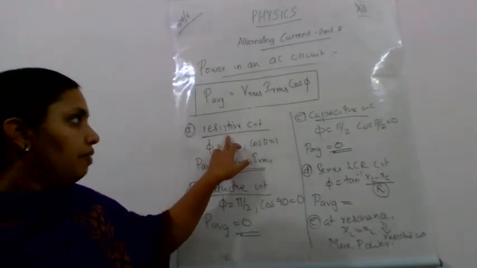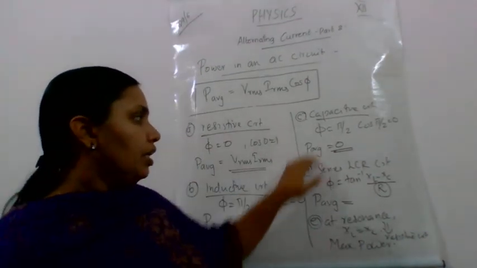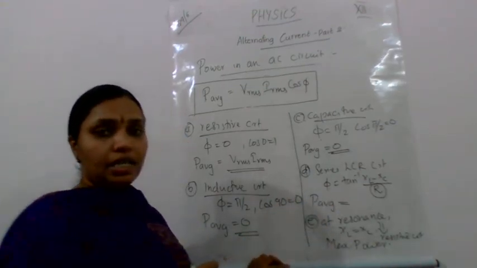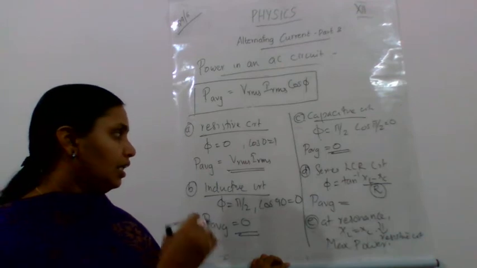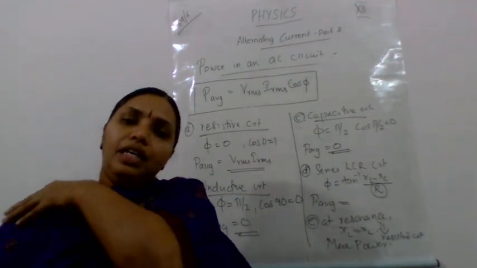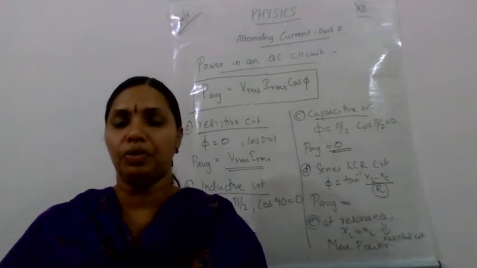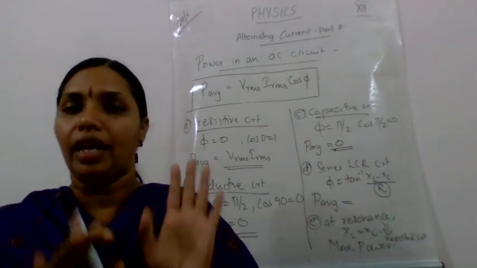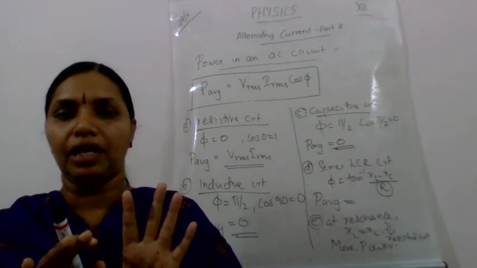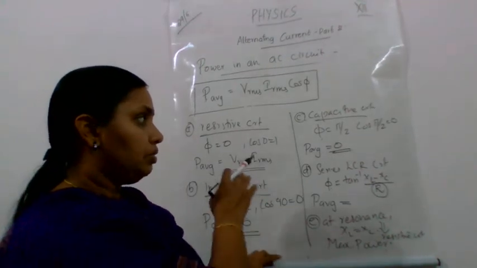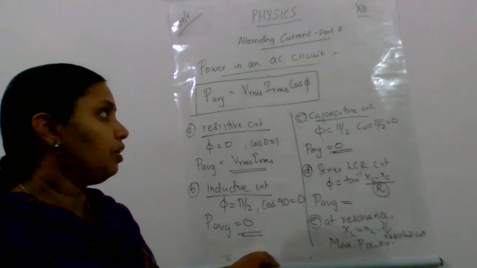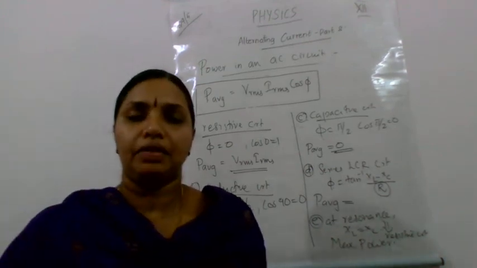So in the case of a resistive circuit, inductive circuit, capacitive circuit, series LCR circuit and series LCR circuit at resonance, what is the condition here? The maximum average power will be there when the circuit is a resistive circuit, and there is no power consumption across an inductive circuit and a capacitive circuit. There it is equal to 0. It is very clear from the equation. So that is the case of the power. Okay, so write down the next question.